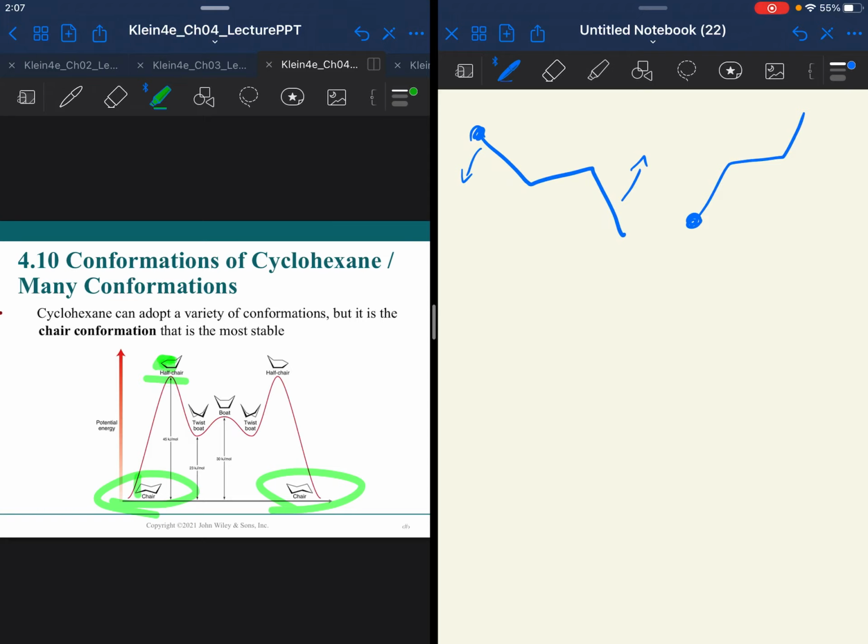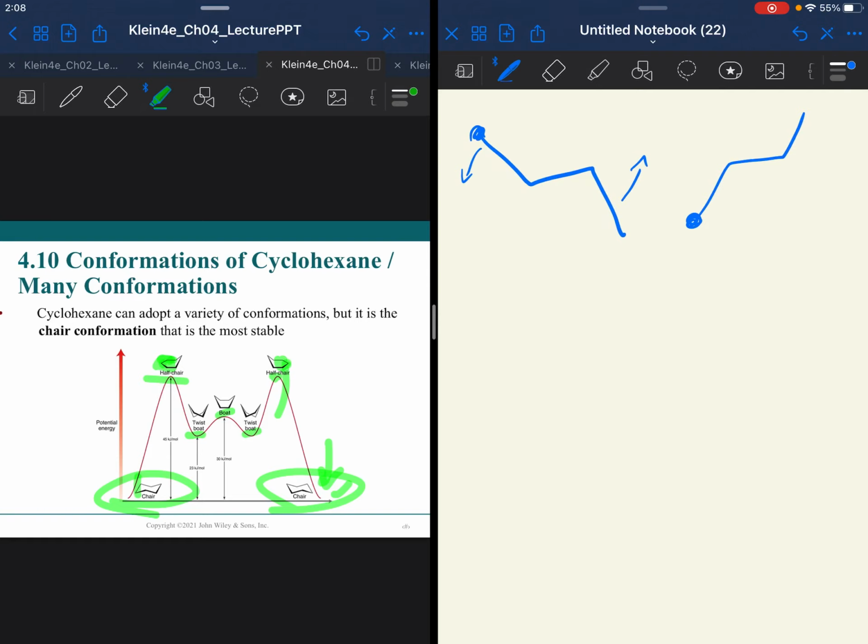You twist it up and to the twist boat and then twist boat. That is you're playing with the torsional and angle strain there. So they're somewhere in the middle. You go through your other half chair. You've brought your footrest all the way up. Now it's a headrest. Now again, flat here, so it's high energy. When you push that footrest down and make the other chair, it drops right back into that low energy conformation that we see with the chair.